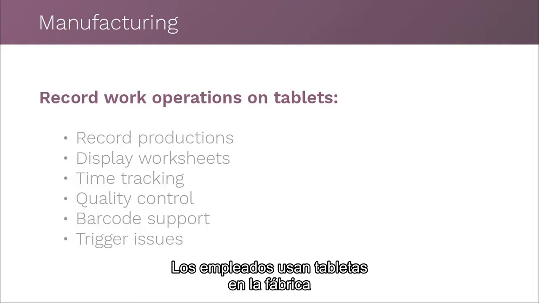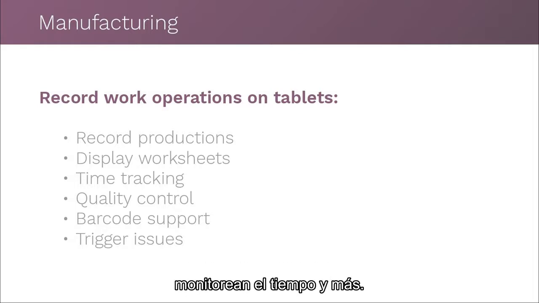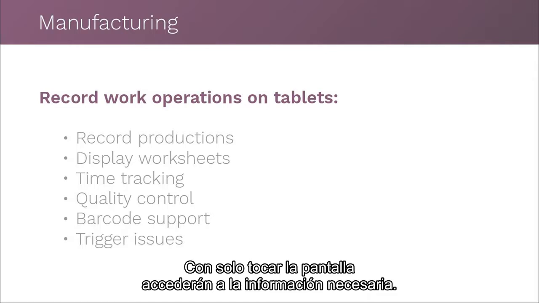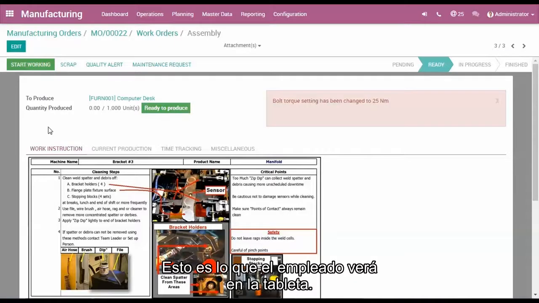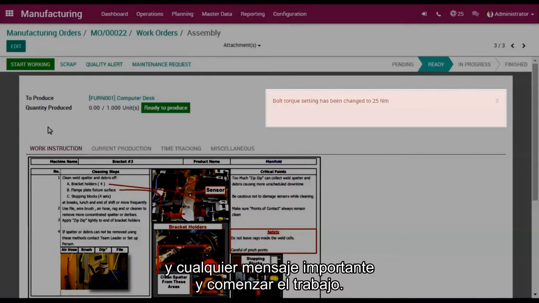Workers use tablets on the shop floor to record production, check worksheets, track time, and more. All the information they need is just a tap away. This is what a worker sees on his tablet. The worker can review the current production worksheet and any important messages and begin working.